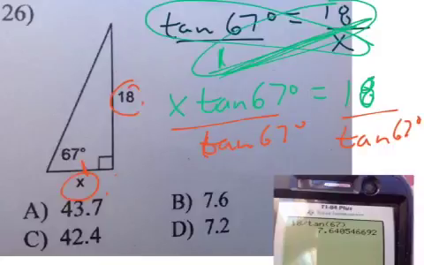Okay, so hopefully you can see my little picture of my calculator. I did 18 divided by the tangent of 67 degrees, and I got 7.64. So we'll round that off again. And x, therefore, is 7.6 units, rounding it off. And of course, therefore, we would pick answer B. So that concludes a little intro to using trigonometry to solve right triangles.